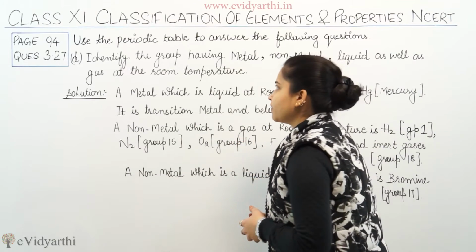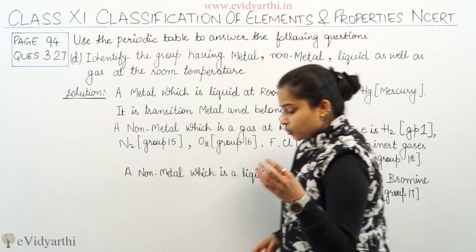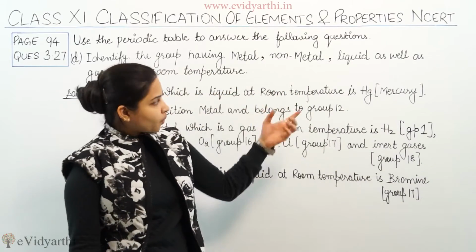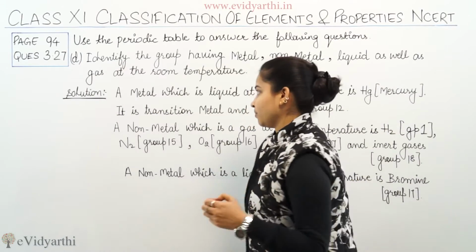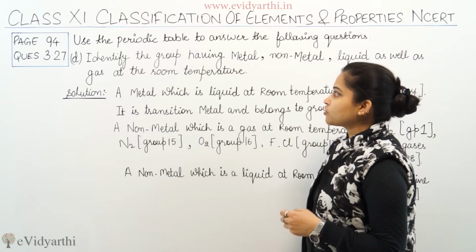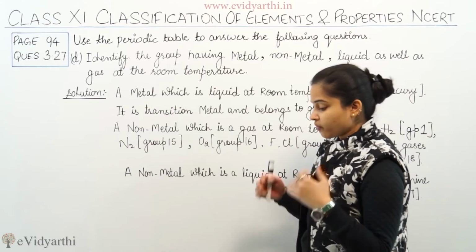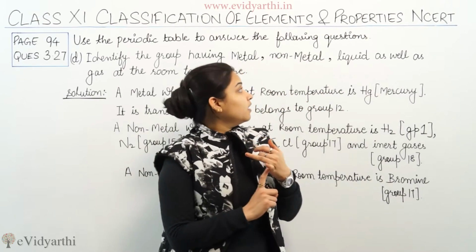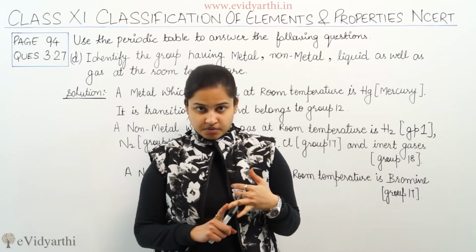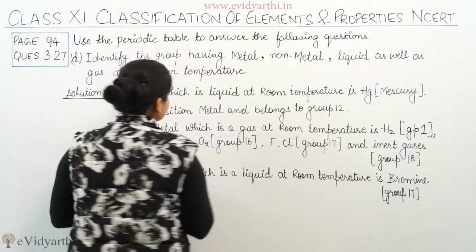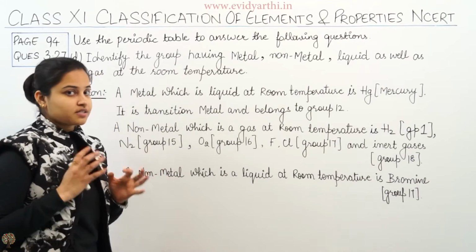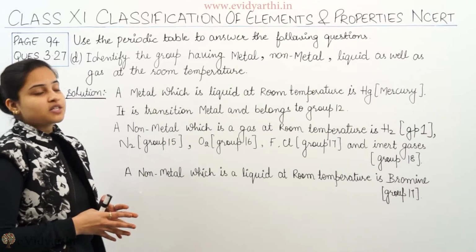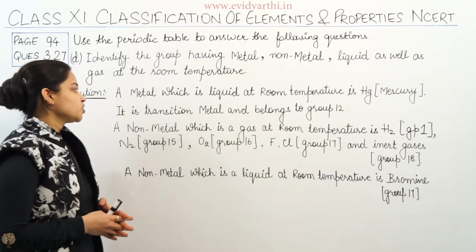The question is: identify the group having metal, non-metal, liquid as well as gas at room temperature. So using the periodic table, we need to identify the group which has a metal, a non-metal, a liquid, as well as a gas at room temperature. A metal which is liquid at room temperature is mercury. It is a transition metal and it belongs to group 12.